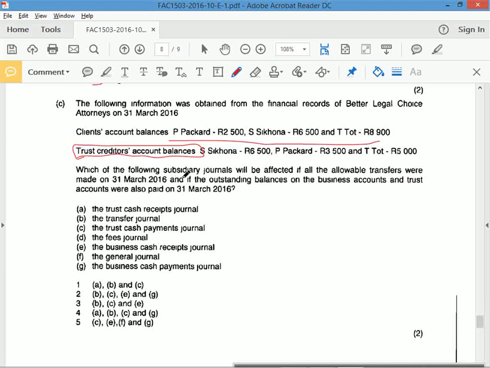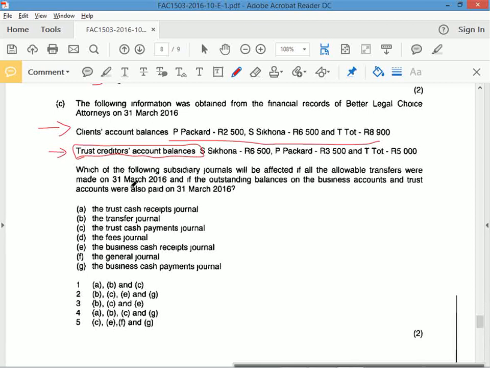Okay, which of the following subsidiary journals will be affected if all of the allowable transfers were made on 31st of March, and if the outstanding balances on the business accounts and trust accounts were also paid on the 31st of March? Okay, so they want to know which journals are going to be affected. Okay, so let's have a look at the information. Client account balances. So these are the account balances that each of your clients have currently. The trust creditors account balances, this is the amount of resources that they've given you as a law practice in order to do certain things.